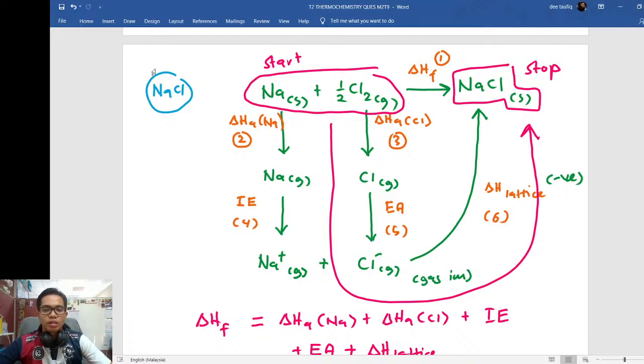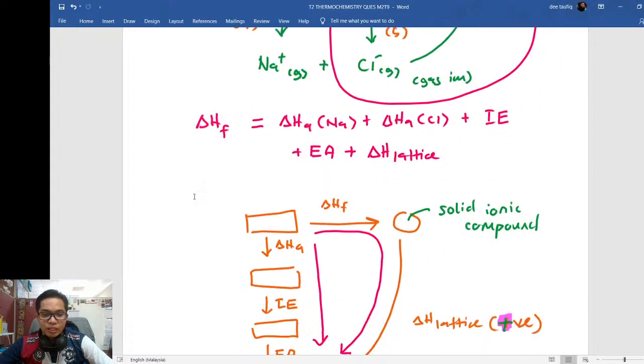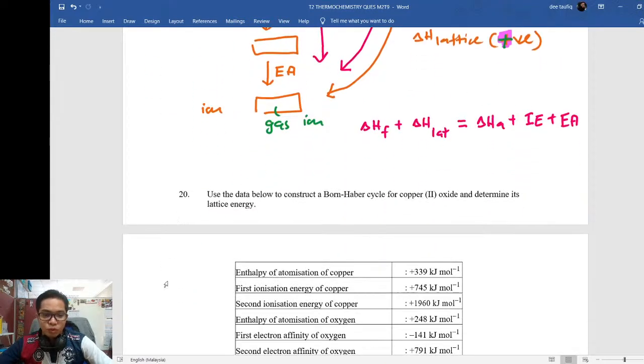Okay, so itu je lah untuk Born-Haber. Dia punya intro, tak ada intro. Dia punya konsep for Born-Haber. Right. So kita sambung ke nombor 20.